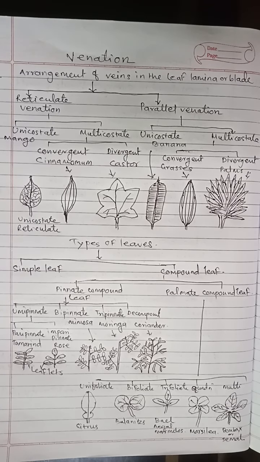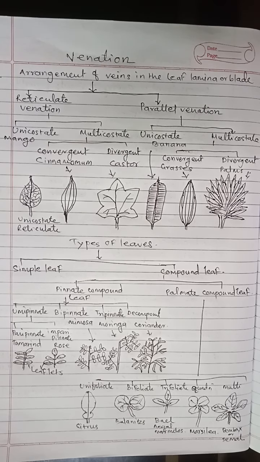In last week we studied the parts of the leaf, that is hypopodium, mesopodium and epipodium, and also the shape of the leaf, base of the leaf, margin of the leaf, then apex of the leaf, surface of the leaf and texture of lamina.